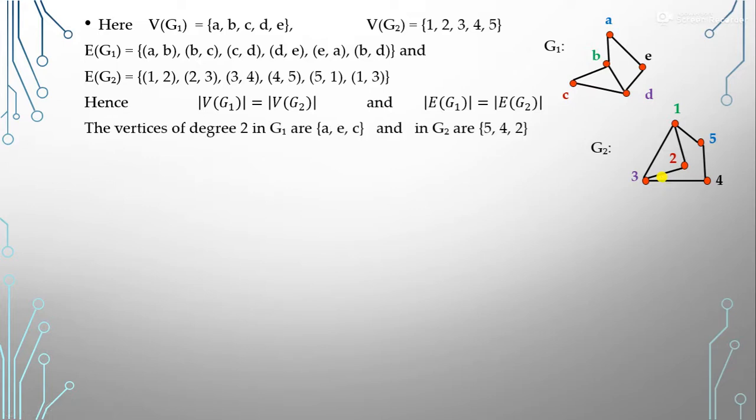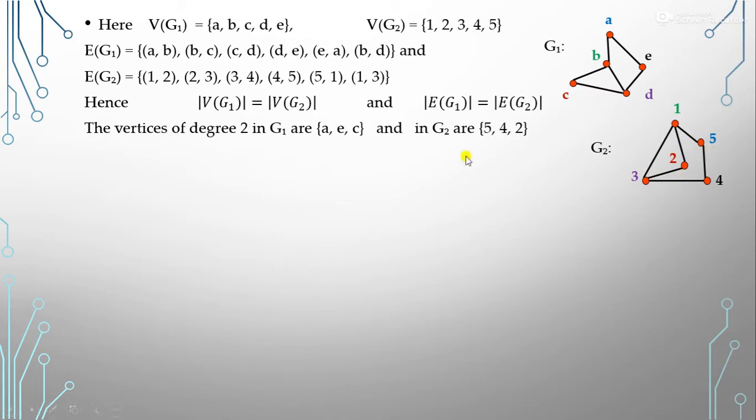Next, check the degree, the third property. Consider the vertices of degree 2 in graph G1. How many vertices have degree 2? This one has degree 2, this one degree 2 and this one. So A, E, C, three vertices have degree 2 in graph G1, right? And in G2, how many vertices are there which have degree 2?